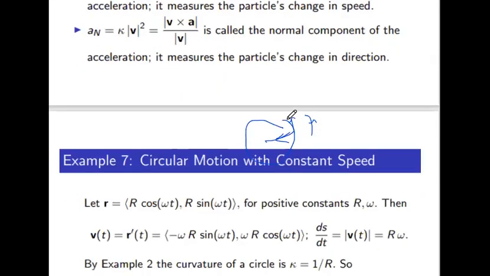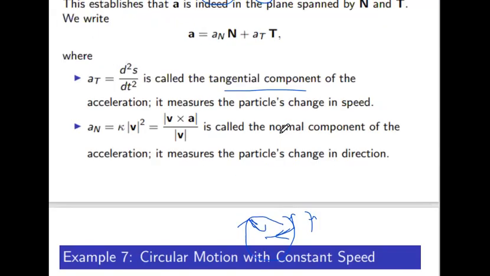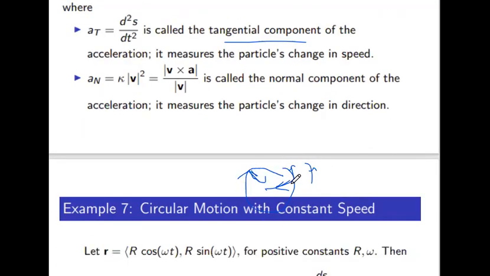So when a particle is moving along a circular path with radius r, center at the origin, and angular velocity omega, there is no tangential acceleration. Tangential acceleration is 0. There's only one component of acceleration acting on this particle, which is a normal component. So let's compute the normal acceleration for a particle moving along this circular path.